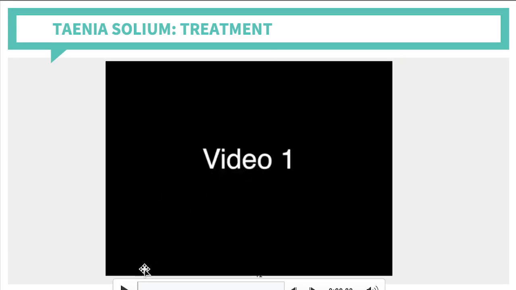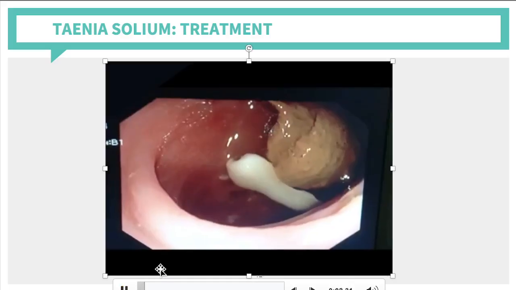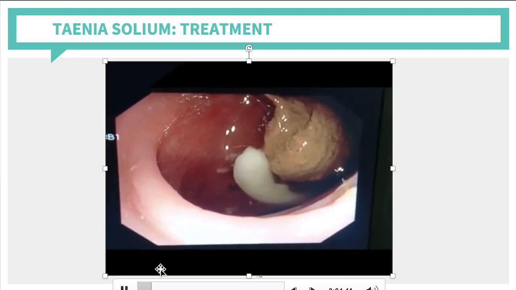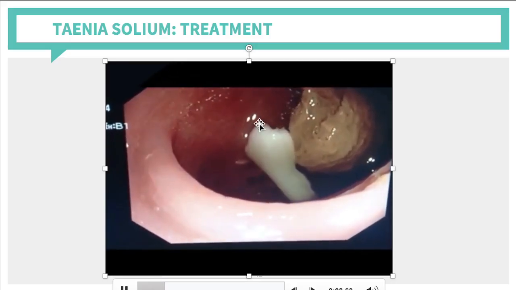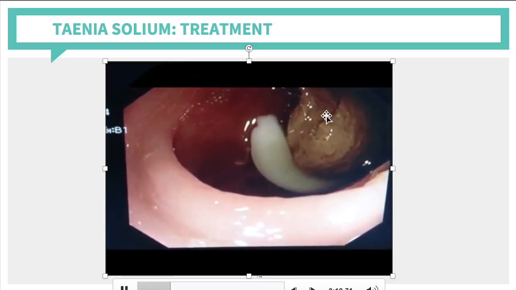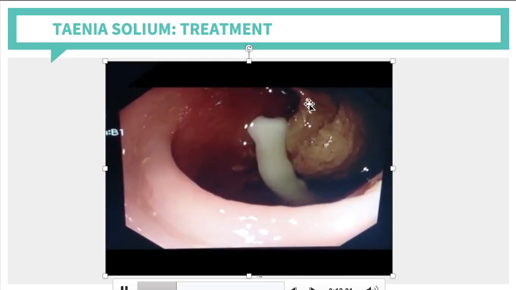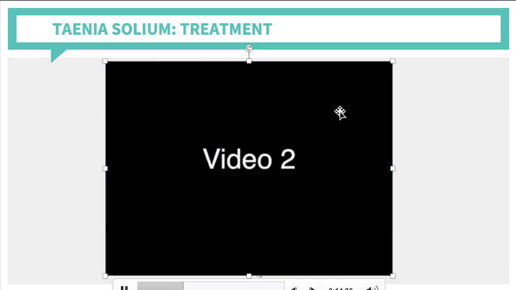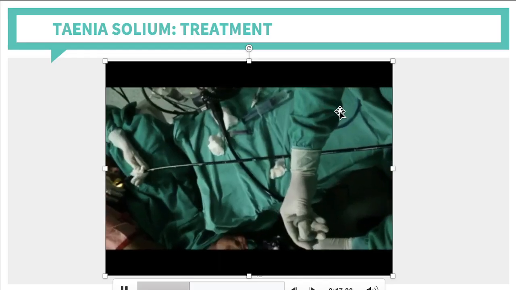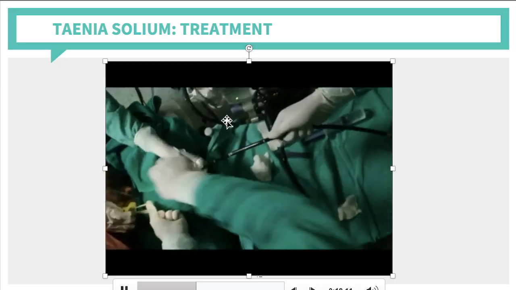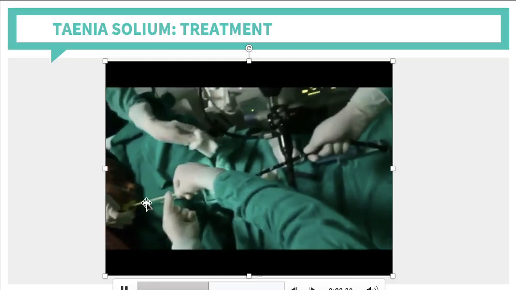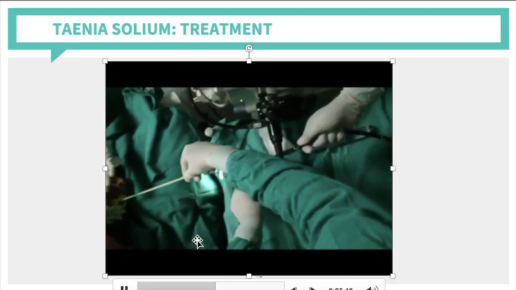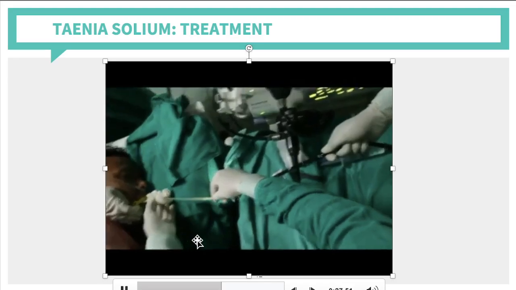Okay, I want you to appreciate this video. As what you can see here, this is actually your Taenia solium. This is the adult Taenia solium inside the intestine, and you can identify this as feces. In the second video here, they try to pull out the worm from the mouth of the patient. The tapeworm. Imagine that. How long is that? Imagine it can go more than meters.